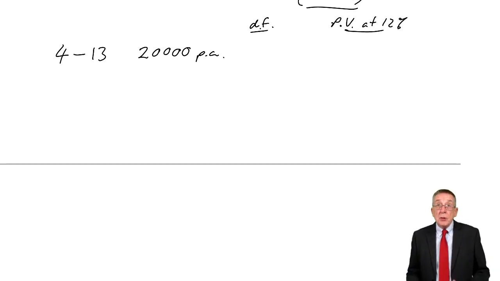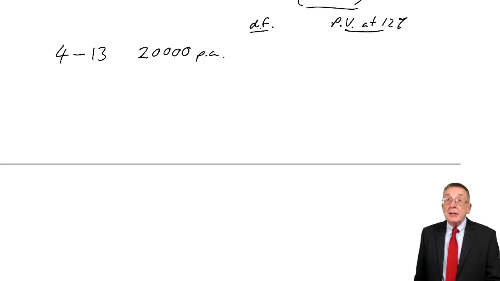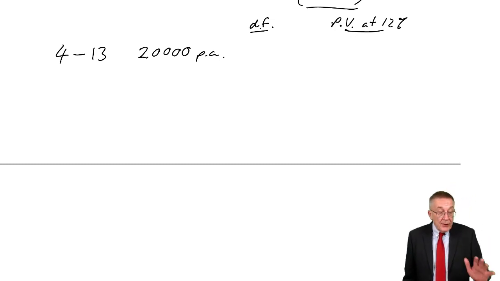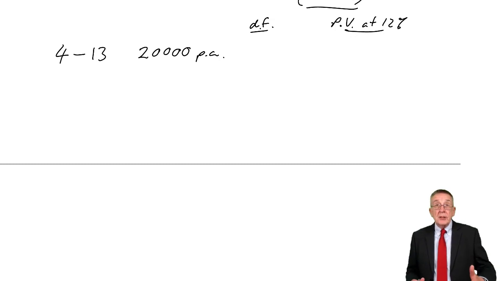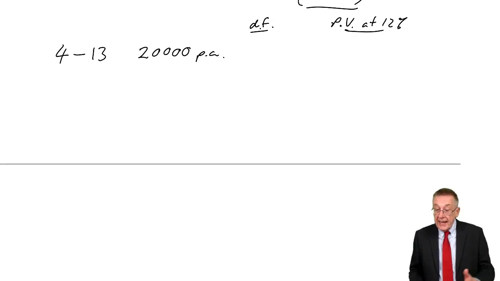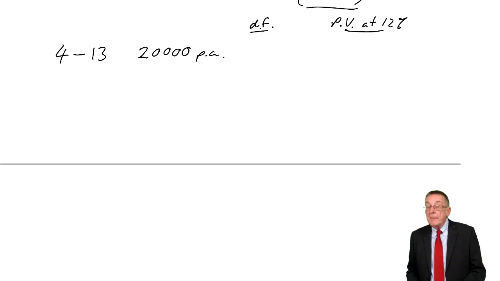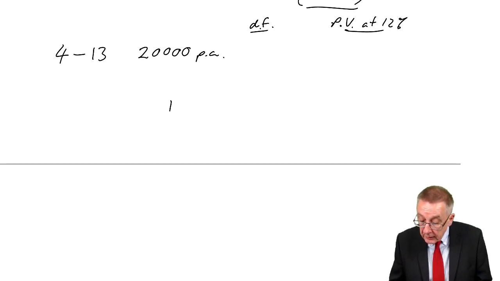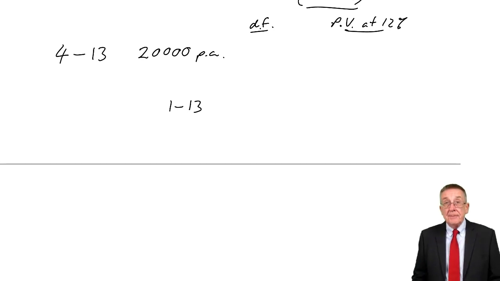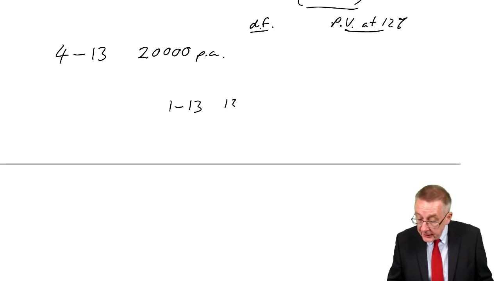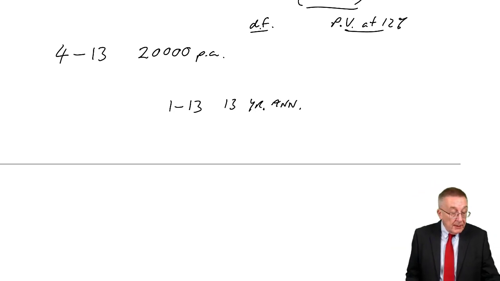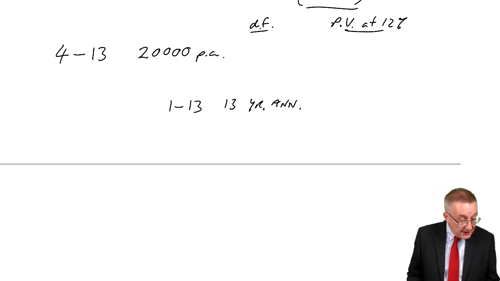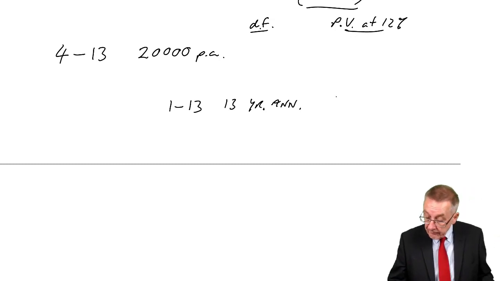But as I said a minute ago, the problem is that in the tables, the annuity factors are only giving you the total factor for 1 to anything. And so what we have to do is this. We can get the total for 1 to 13. That's the 13-year annuity factor. Now from the tables, 13 years at 12% is 6.424.